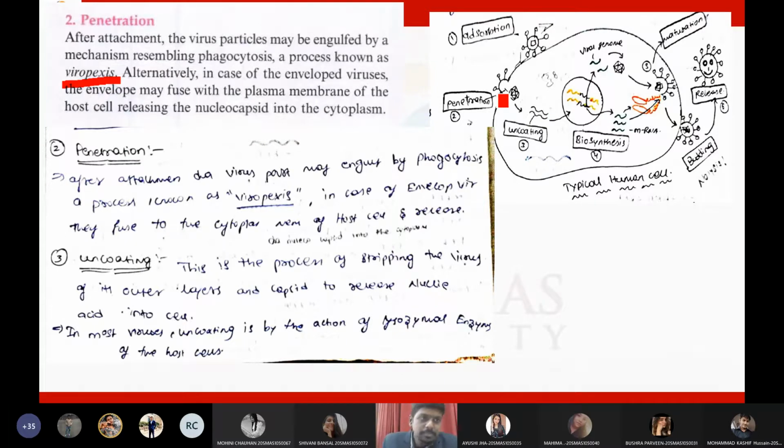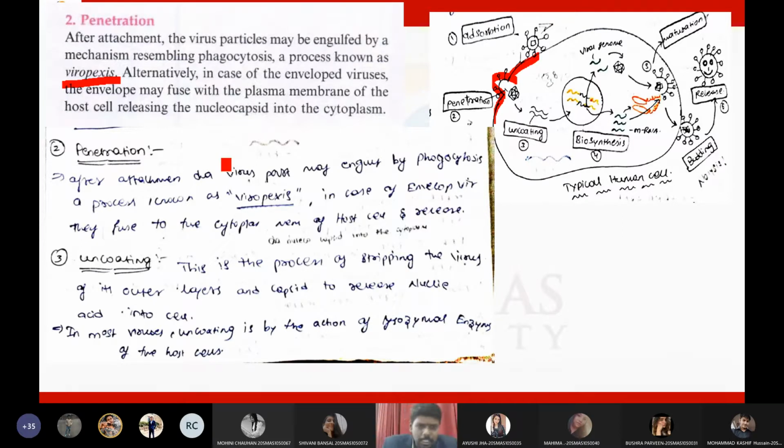Then now, very interestingly, if it is an enveloped virus, when the cell is trying to do phagocytosis or viropexis, the viral envelope will merge with the cell membrane, because the viral envelope is just a derivative of the cell membrane. So just by merging its outer membrane to the cell membrane, the virus will automatically enter inside the cell. That is called penetration.